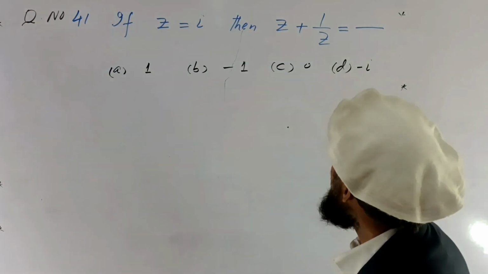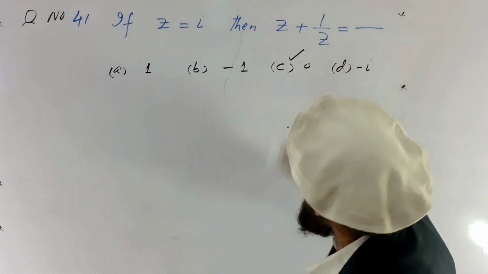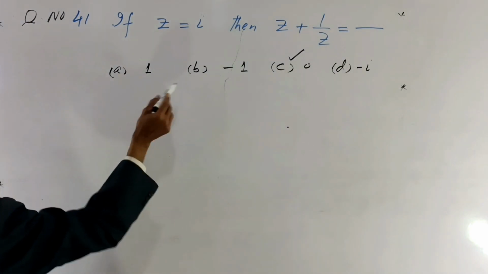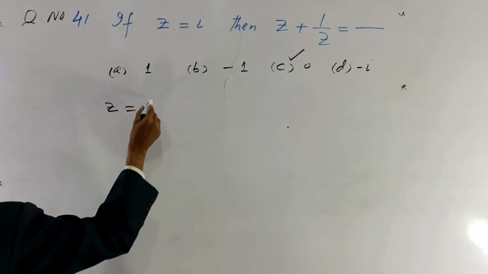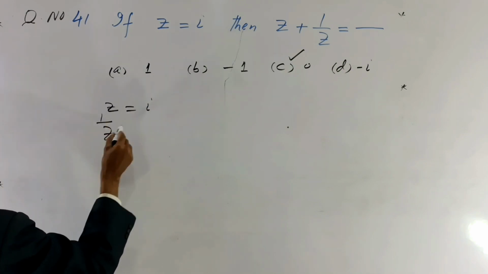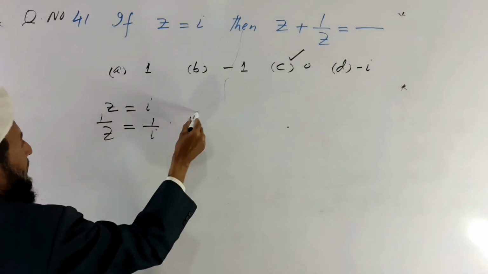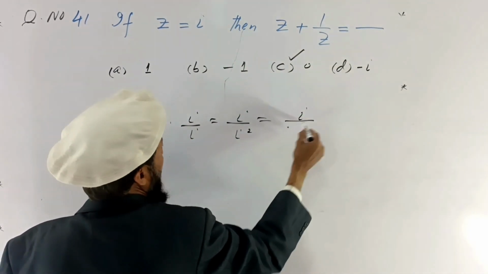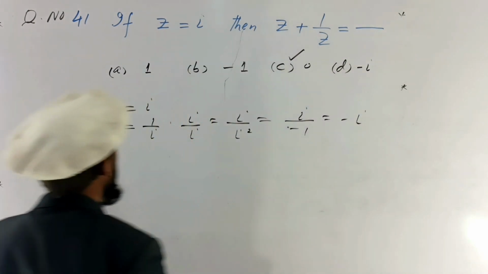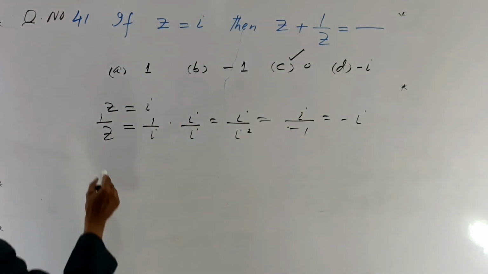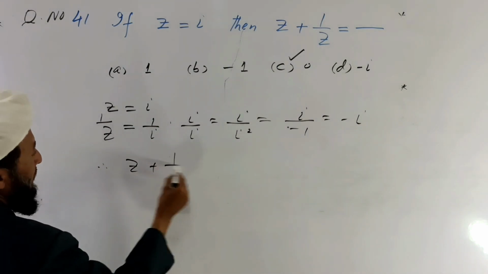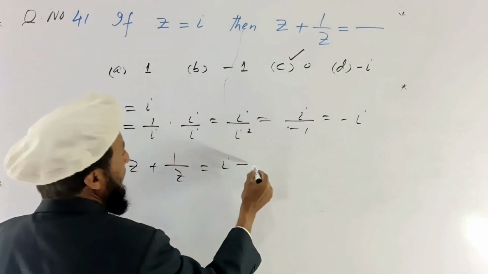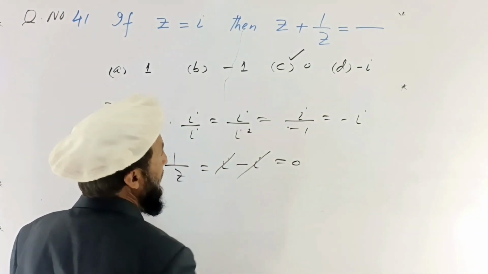So look here, the answer is automatically 0. How? z is given as iota, and if we find 1 over z, so 1 over iota, and iota dot iota we get iota into iota square, so iota divided by minus 1 is equal to minus iota. We required z plus 1 over z, so z is equal to iota and 1 over z is minus iota, so both are cancelled, is equal to 0.